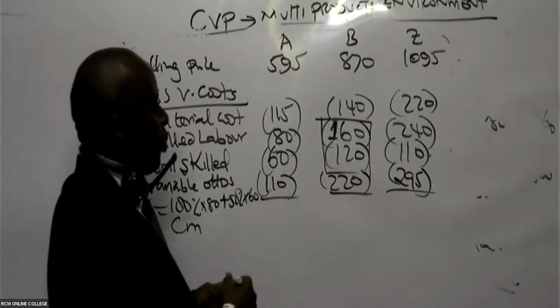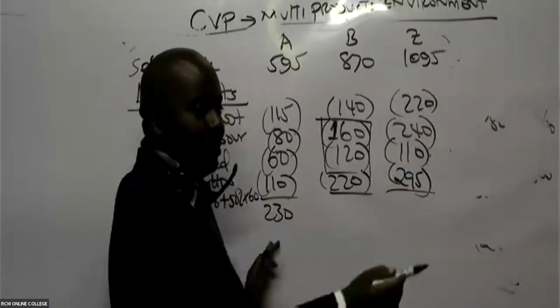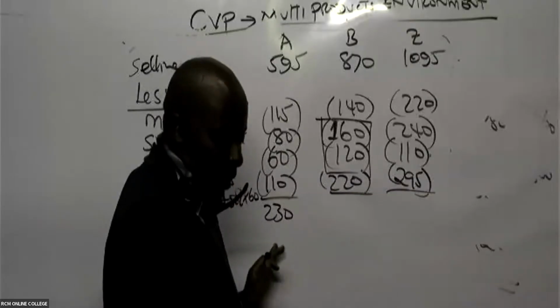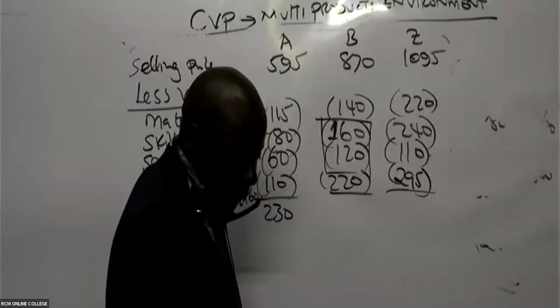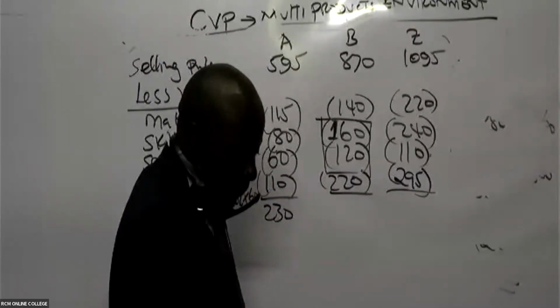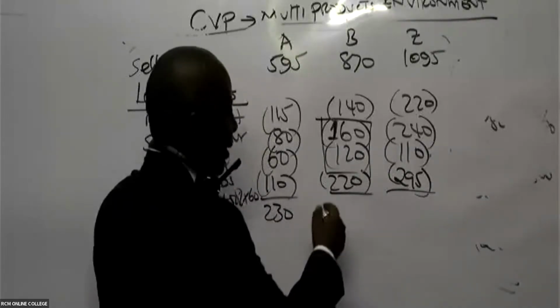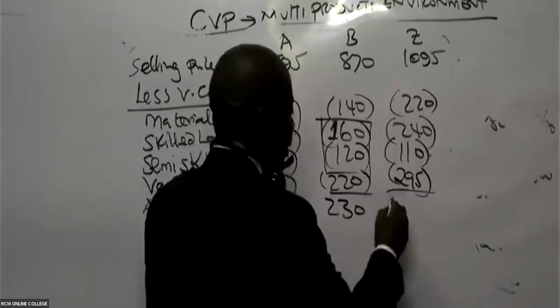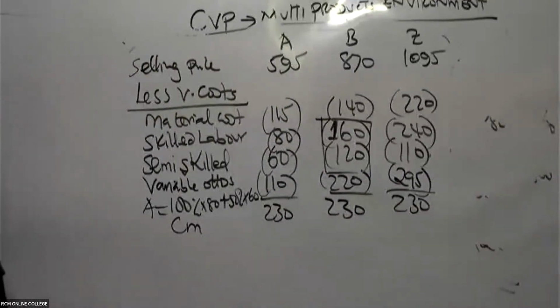So contribution margin for A, I'm being told it's 230. And somebody is telling me it's like 230, all of them. I don't know how true this is. 230 for all, eh? 230 for all, like that. Is that okay? Yeah. So that is step number 1.